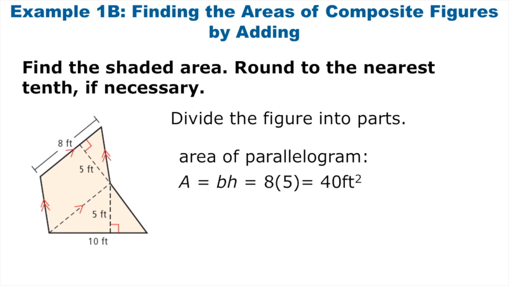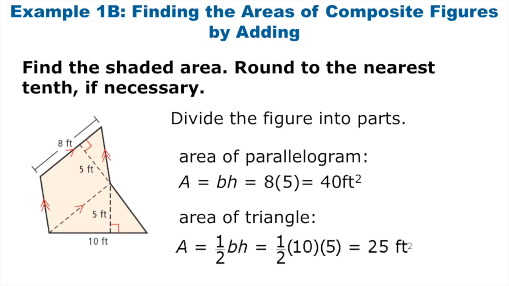The second shape that I see is a triangle. That's the shape that's on the bottom. The area of a triangle is 1/2 base times height. Since the base is 10 and the height is 5, half of 10 times 5 will give us 25 feet squared. So the shaded area would be the total area. So we add our two together and you would get 65 feet squared.